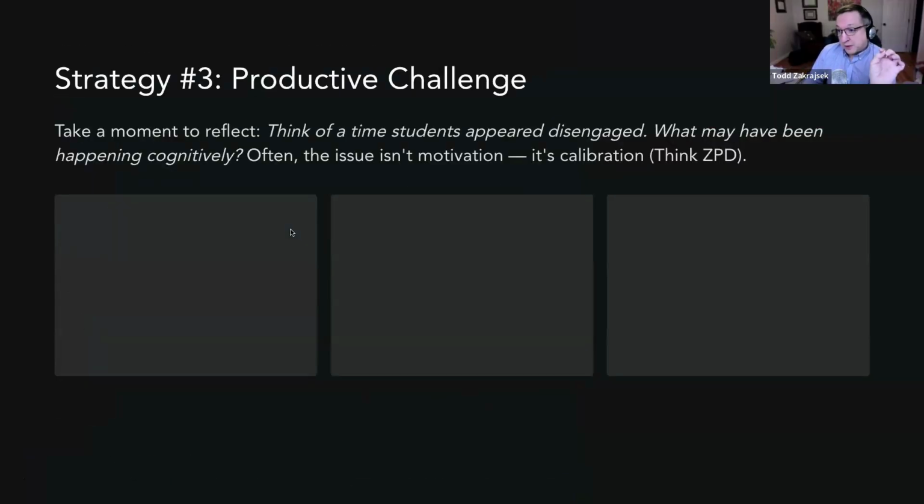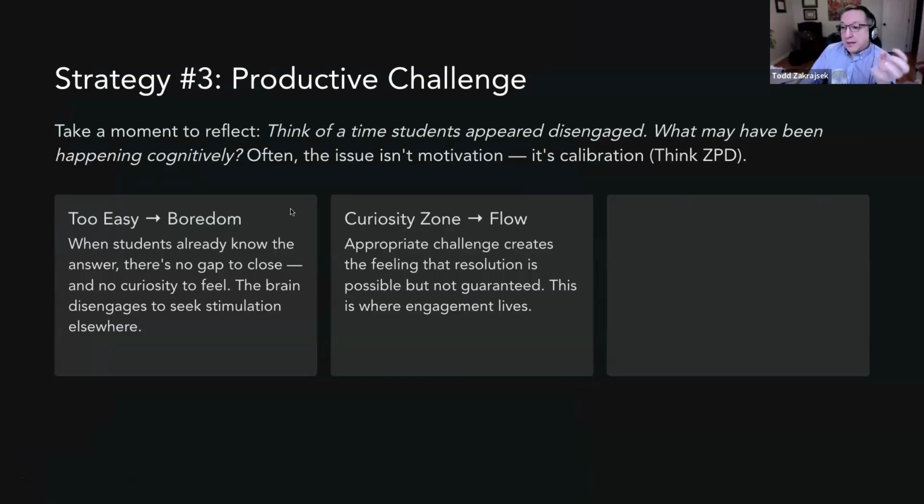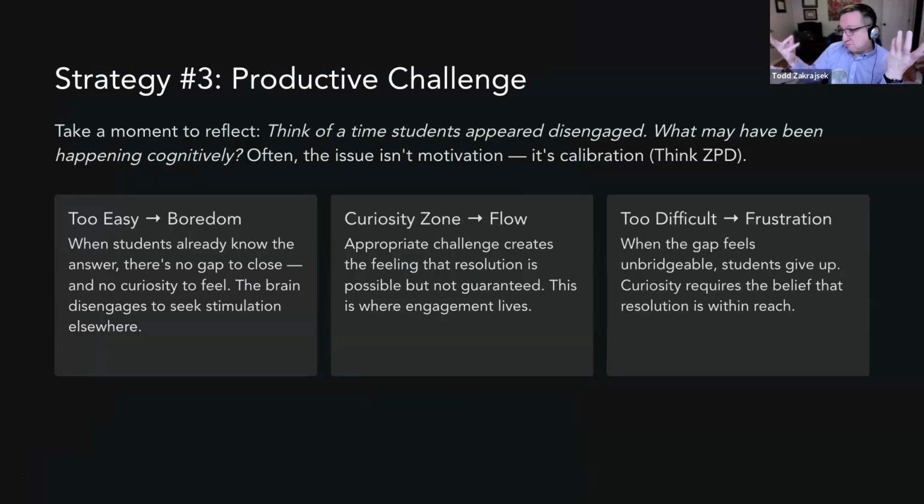So if we do this real quickly and easily, again, we come back to our zone of proximal development as we're doing this. If it's too easy of a prediction we're making, it's boring. If I ask you to make a prediction and everybody knows the answer, it's like, who cares? If it's too difficult, then people are just not going to know how to respond.